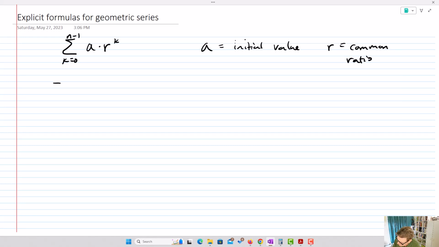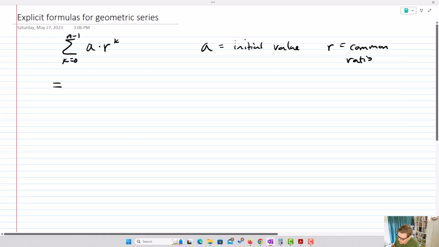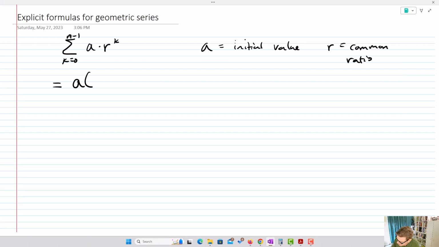Now, the explicit formula that we're going to end up getting here is going to equal a times r to the n minus 1 over r minus 1. And we'll talk for just a second about where that comes from. Where does that come from? So a couple of things. We'll take a look first.